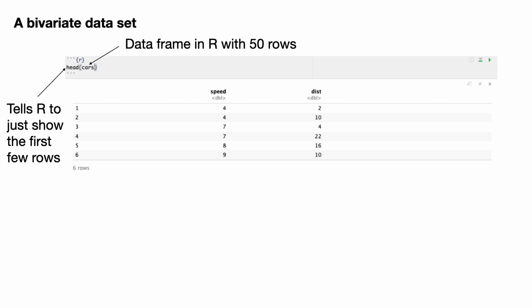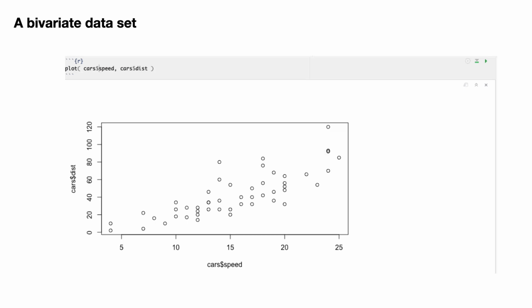Anyway, we might suppose that the stopping distance of a car is affected by its speed of travel. To test this hypothesis, we might produce a graph like the one shown here. This graph has the car's speed on the x-axis and the stopping distance on the y-axis. You can see here that the stopping distance generally increases as the car travels faster.